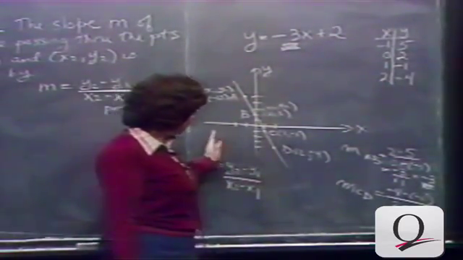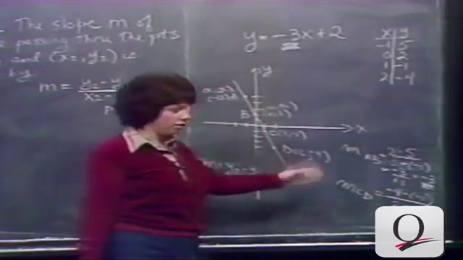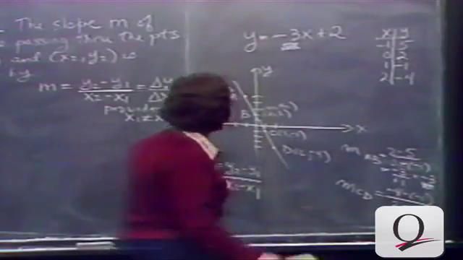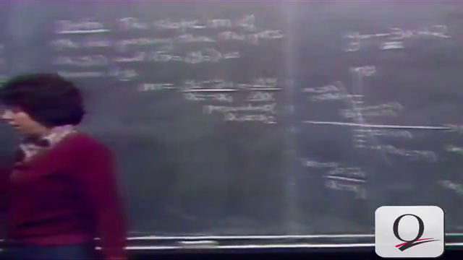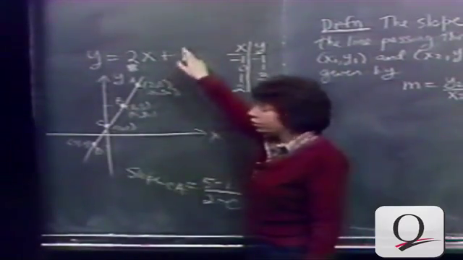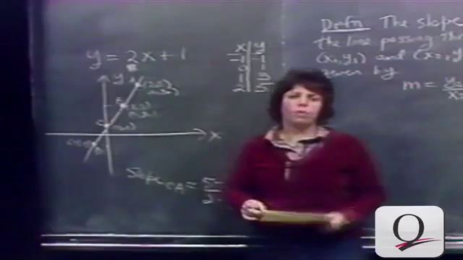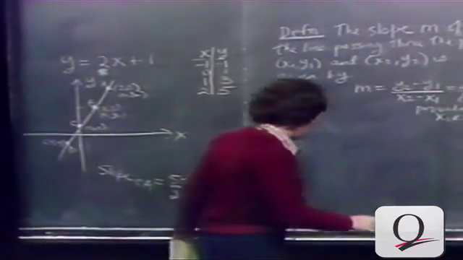As you move from left to right, the y values were decreasing here. The line was a falling line. Over here, as you move from left to right, the y values were increasing. The line was a rising line. Rising lines have positive slope. Falling lines have negative slope.